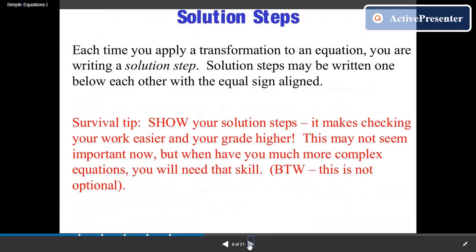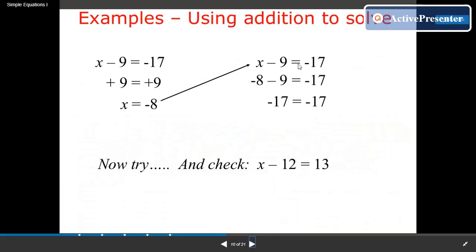If I move forward now to examples using addition to solve, the same thing, guys, okay? The first example is x minus 9 is equal to minus 17. What do we do? We just add 9 to both sides, or we move the opposite of this number. Here we have negative 9, we move it with a positive 9, okay, to the other side.